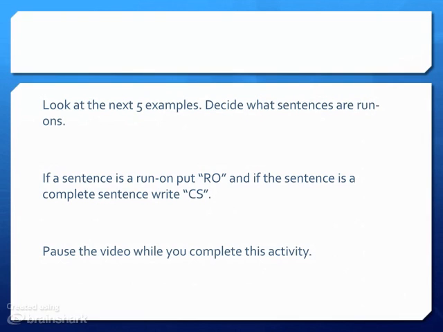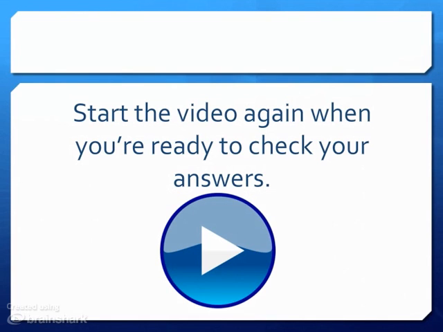Look at the next 5 examples in your notes. Decide what sentences are run-ons. If a sentence is a run-on, put RO, and if the sentence is a complete sentence, write CS. Pause the video while you complete this activity. Start the video again when you're ready to check your answers. Make sure you've completed all the questions in your notes for this section.